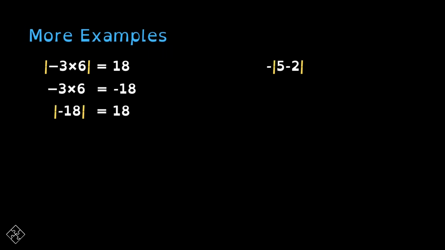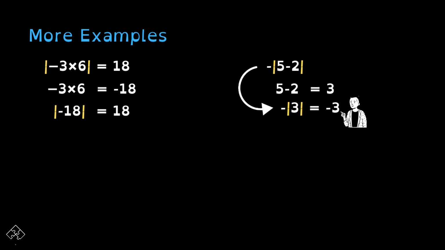The next one, how do we do this? Negative times the absolute value of 5 minus 2. First, we subtract 5 minus 2, and that is equal to 3. And then, the first minus gets us negative 3.